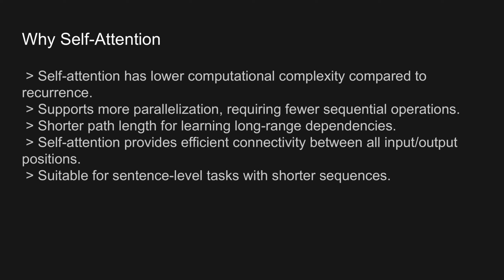Let's talk about why the authors chose self-attention for the transformer. Unlike RNNs, which go through sequences step by step, self-attention allows each word in a sequence to consider all the other words at the same time. This gives the model direct access to relevant information without needing to go through the entire sequence one by one. Other than speed, are there any other advantages?